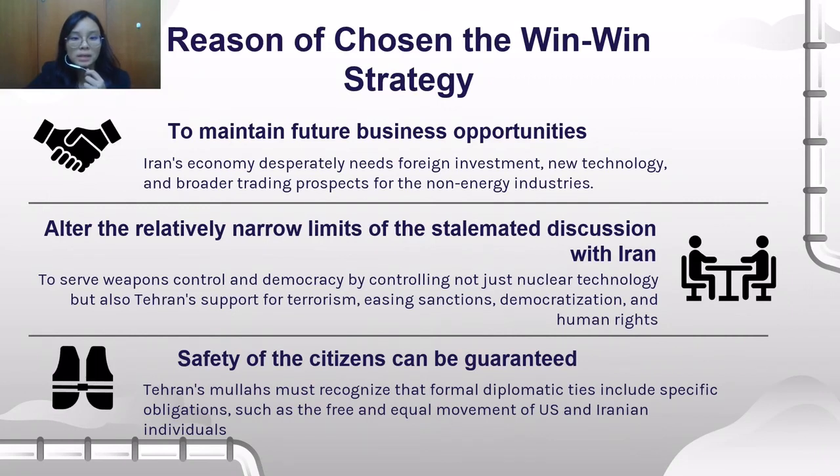This is because if the discussion ultimately provides a breakthrough and the US is enabled to build an embassy in Tehran, Department of State employees should fight any effort by the Iranian authority to limit their relations with Iranian citizens. Besides, Tehran must recognize that formal diplomatic ties include specific obligations such as the free and equal movement of US and Iranian individuals.